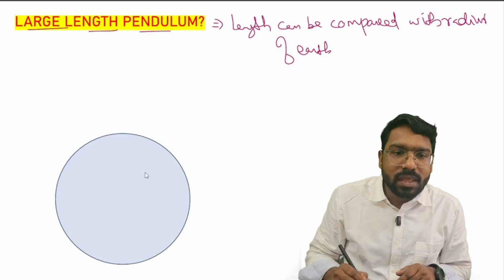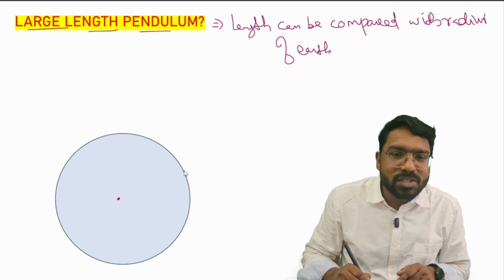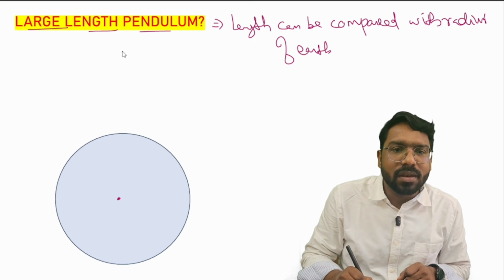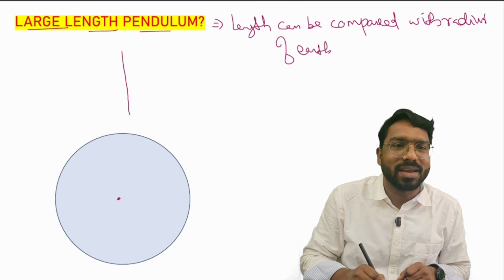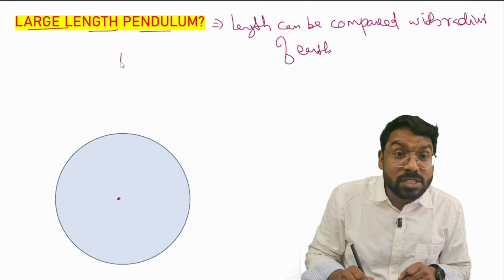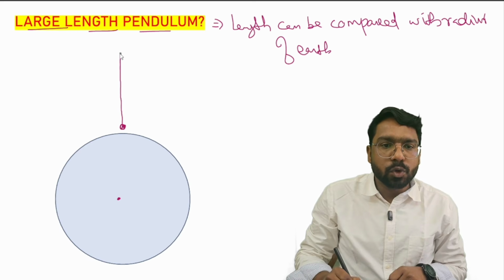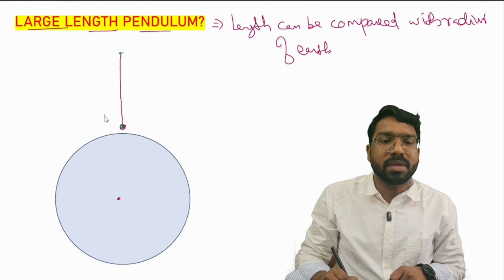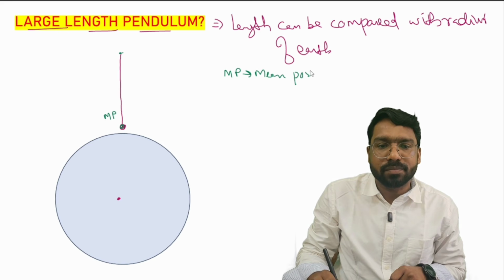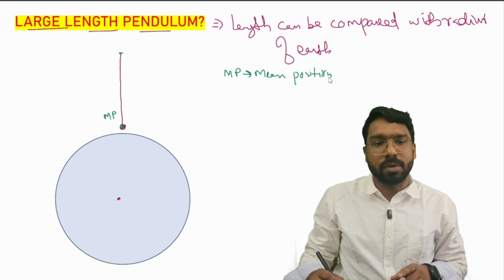Listen here. This is the center of Earth. Assume this sphere is Earth, so this point is the center of Earth. There is a large length pendulum whose bob is situated just above Earth's surface, and this will be the point of suspension, and this is the equilibrium position, or we can say the mean position. What is MP? MP is the mean position or equilibrium position.